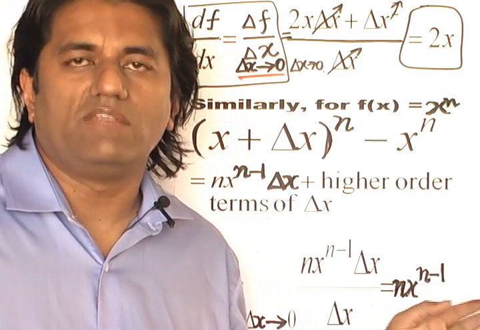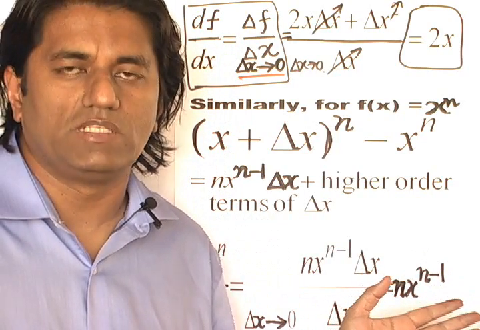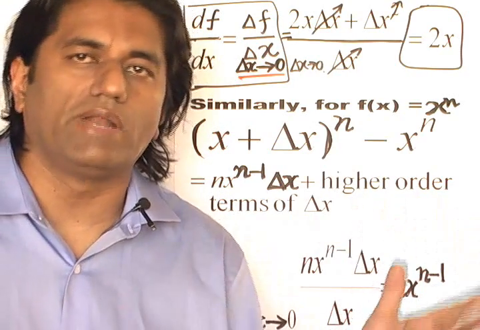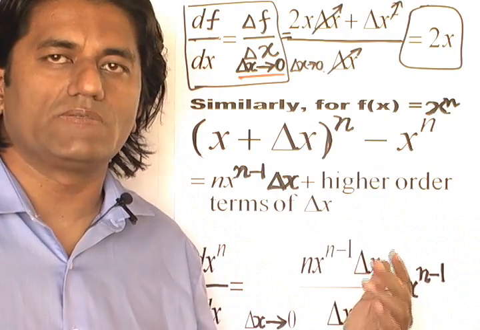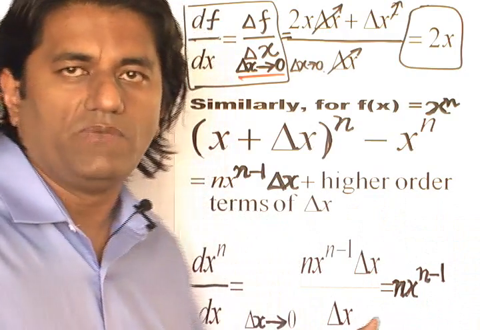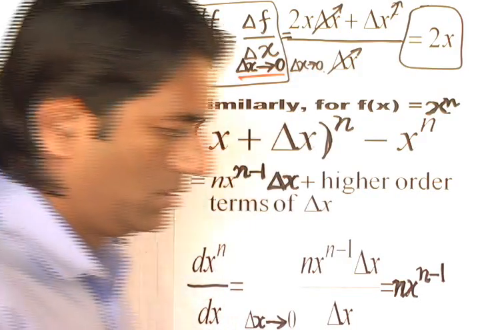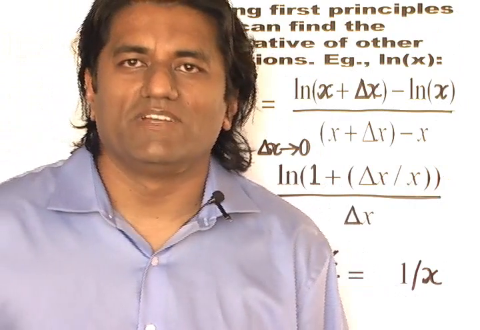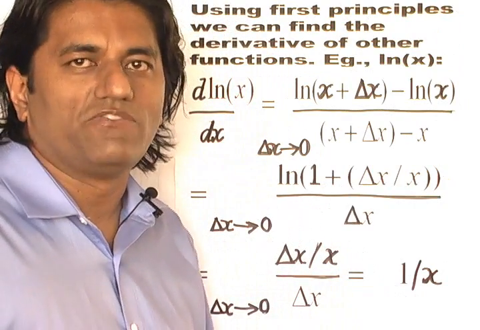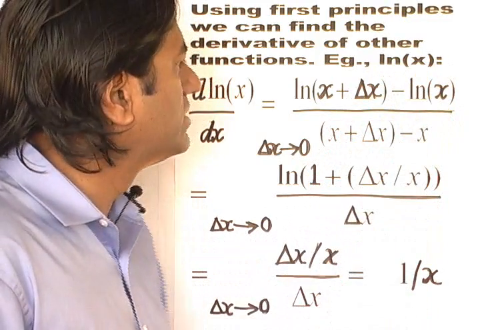So similarly, we can find other derivatives using first principles, and then we can find still more derivatives using these derivatives by applying rules, for example, the chain rule. And we shall see a few examples of that. The next derivative that we will find using first principles will be the derivative of log x, that's ln x.